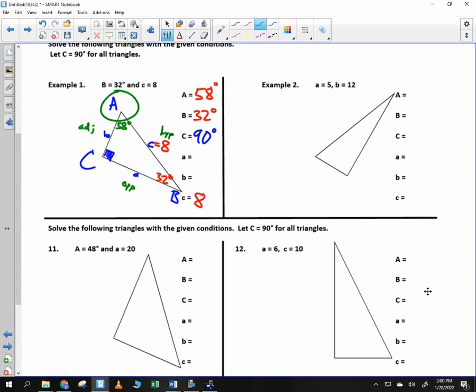Now, he wants to find either A or B because he knows C. Gavin, would you like to find A or B? It's up to you. He wants to find A, all right? So that means he wants to find the opposite, and he's given the hypotenuse. Sine, cosine, or tangent? Sine.